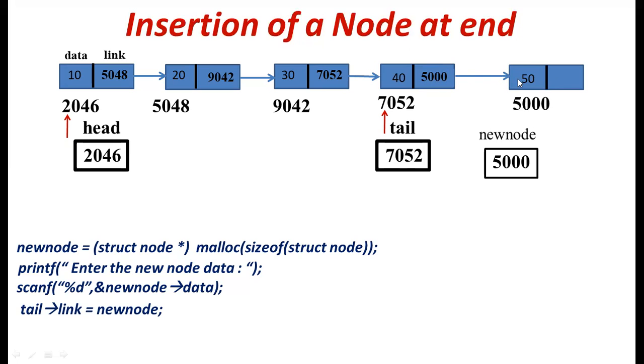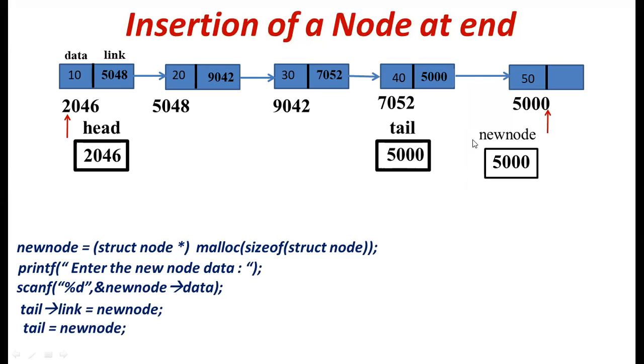And next, because this is our last node, now we need to shift the tail to the last node. So here the tail will be equal to the new node value. That is, it should point to the 5000 address. So tail is equal to new node. So now my tail will be pointing to the last node.